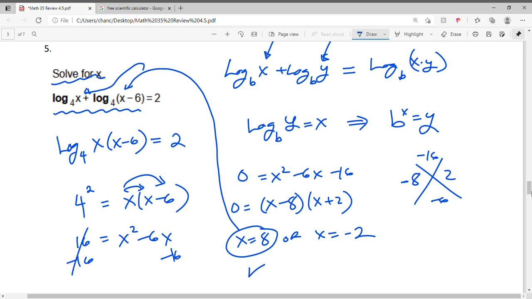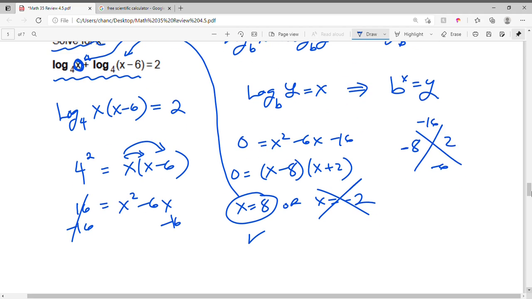But if you were to plug in a negative 2, notice the argument here would be negative. So negative 2 would not be a good solution for question 5. The only solution is x equals 8. So double check to make sure you don't have any negative arguments.